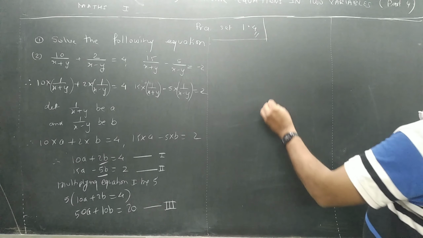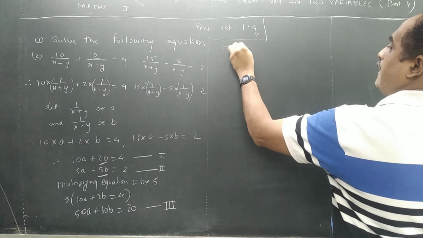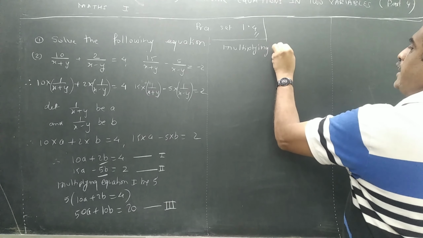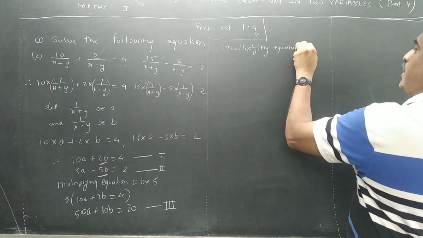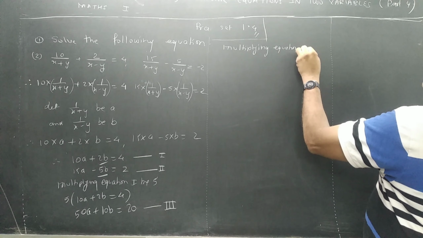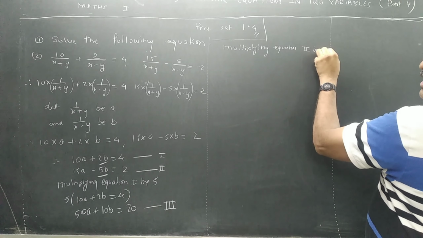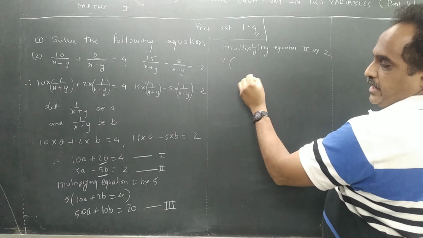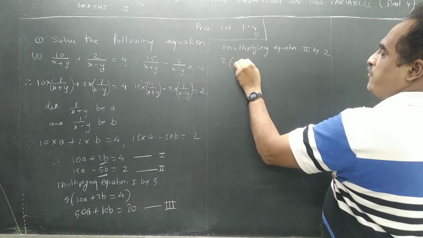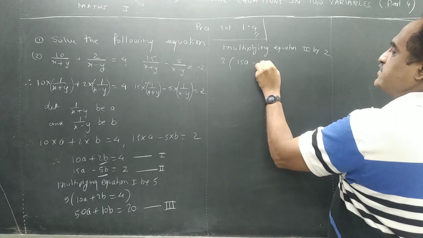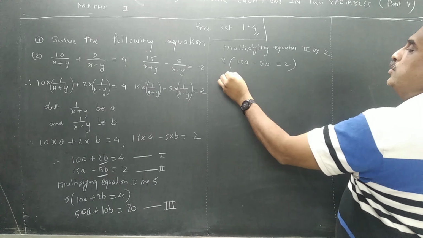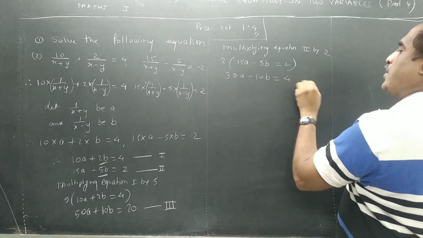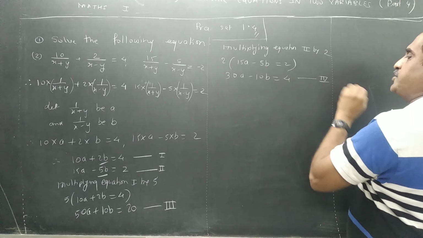And multiplying equation 2 by 2. So what will happen now? 2 in bracket 15a minus 5b is equal to 2. So 30a minus 10b is equal to 4 is equation number 4.